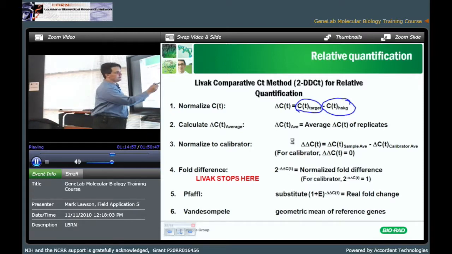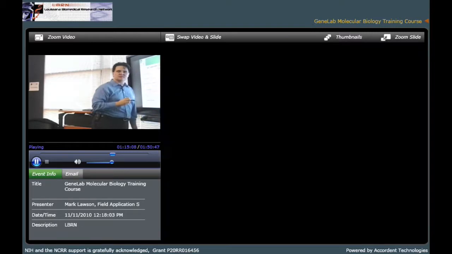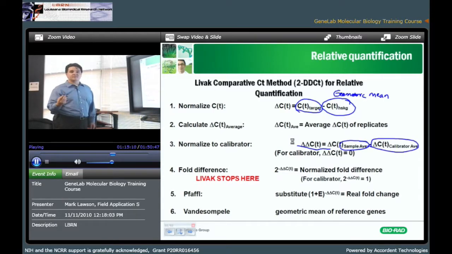Then we take the delta CT, which is simply, for each sample, we take the delta CT from here, and we subtract the calibrator sample from that amount. So that gives us our delta delta CT. We take 2 to the minus delta delta CT, and that gives us our relative fold difference. All right, there are a number of software programs that do this for you.